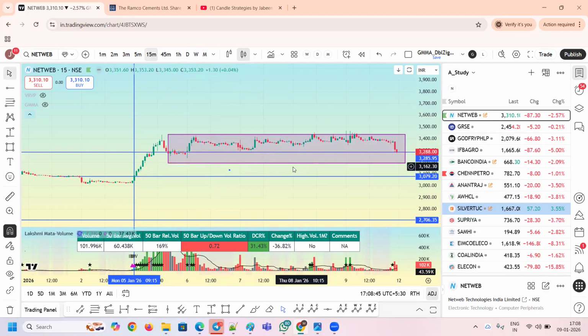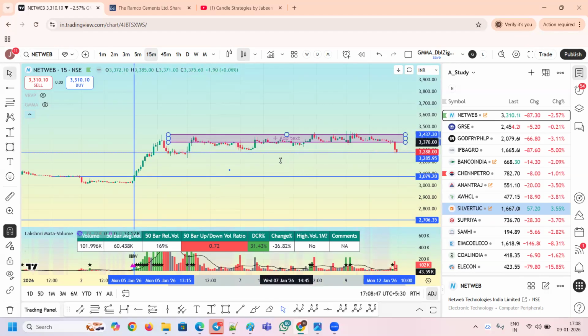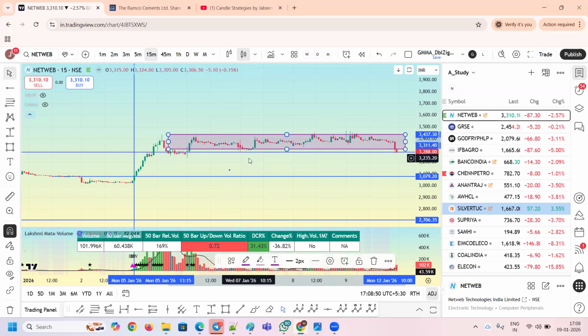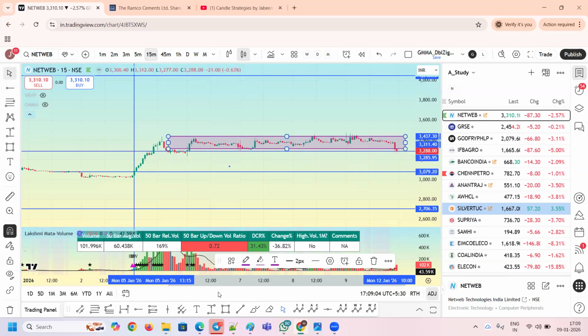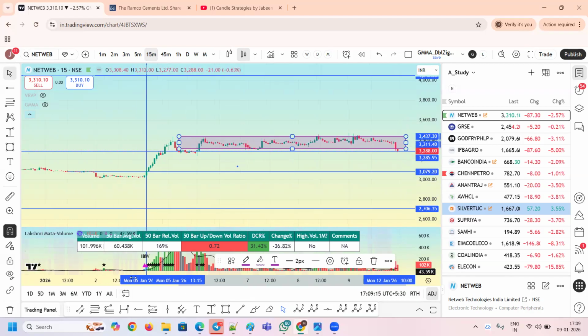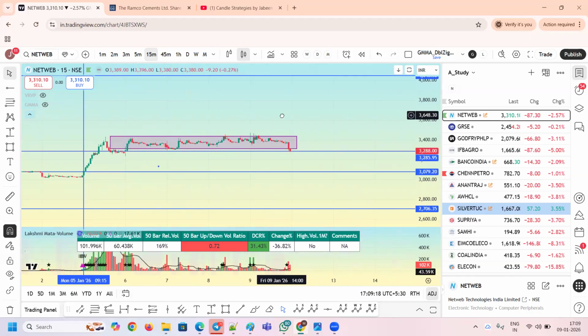So it is difficult. If you are starting, it is difficult to do shorting or intraday in this kind of range. Then see, it has also another meaning. When it is moving in this range, if it goes below this, that means the stock may go down. If it goes above this, that means the stock may go up. This is what you call a sideways move. It was in a sideways move.